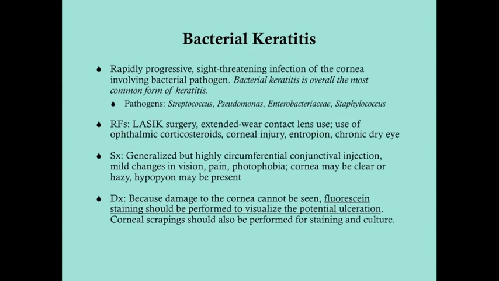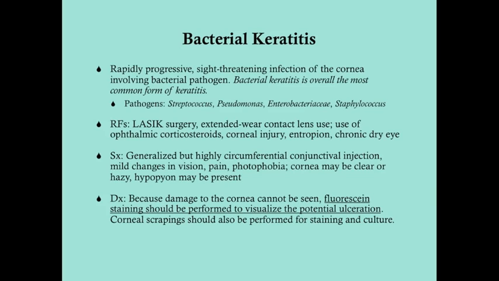Okay, bacterial keratitis is rapidly progressive, and that is unique to bacterial keratitis. It progresses within 2 to 3 days. It's a very sight-threatening infection of the cornea involving a bacterial pathogen. As mentioned, this is overall the most common form of keratitis. The pathogens here are strep, Pseudomonas, some of the gram-negative bacteria, and staph. So I would say that strep and Pseudomonas are probably the most common. And where do we find Pseudomonas? We find it in water. And this is starting to come in why contact lenses are a big problem as far as keratitis goes.